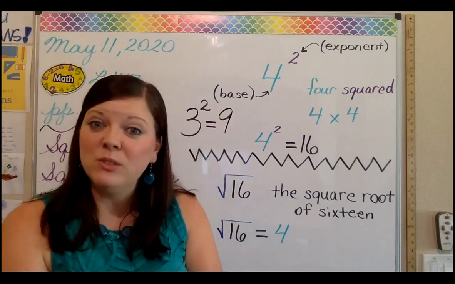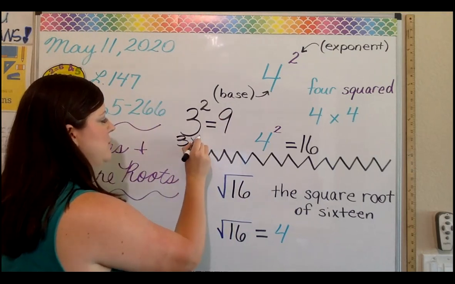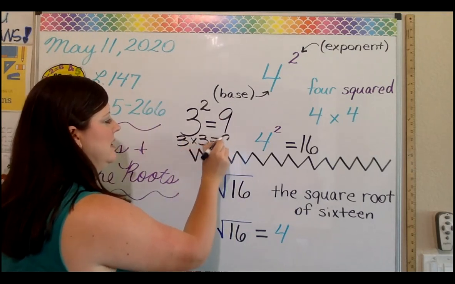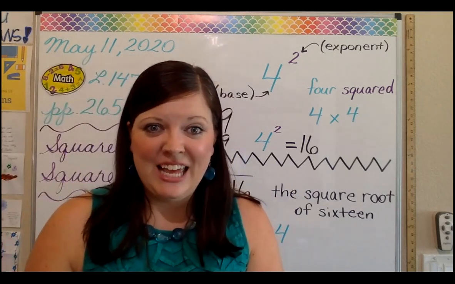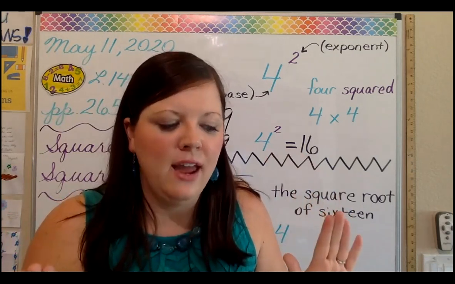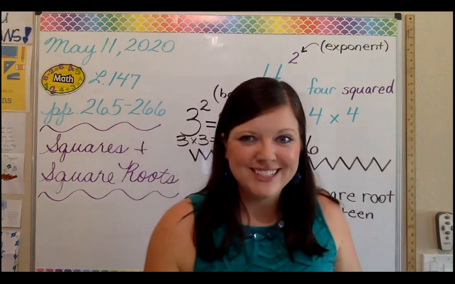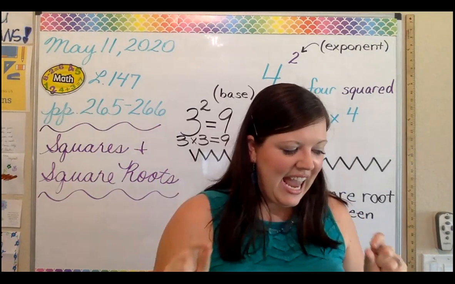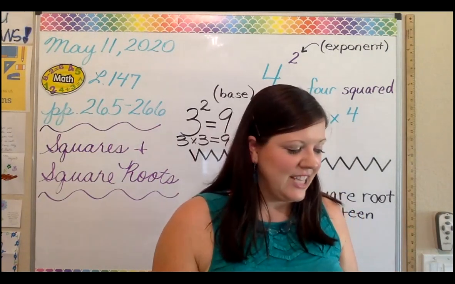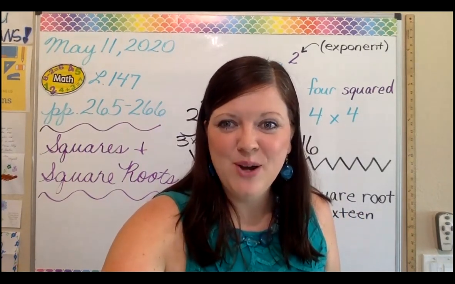9. It equals 9 because 3 times 3 equals 9. Okay. Do you remember how I said, well, I tell you what, I'm going to say that in just a little bit, but let's go ahead and open up our books to lesson 147, page 265, and let's do section 2 together, okay? Go to section 2. Go, go, go, go, go. I'm going to share my screen right now.